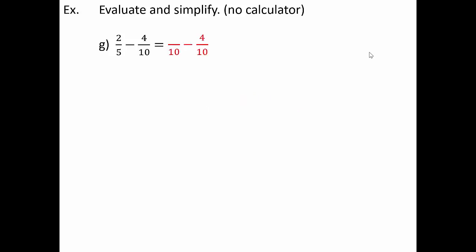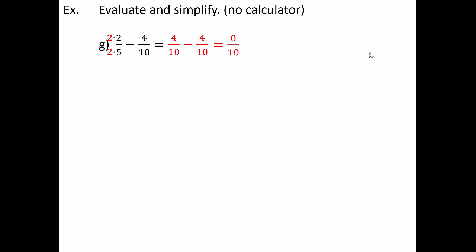So I don't have to make any adjustments to the 4/10, but I do have to make an adjustment to the 2/5. I multiplied the 5 by 2, so that means I need to multiply the top by 2 as well. So that's going to give me 4/10 minus 4/10. Well, what's 4 minus 4? 4 minus 4 is 0/10, but we're not going to stop there.